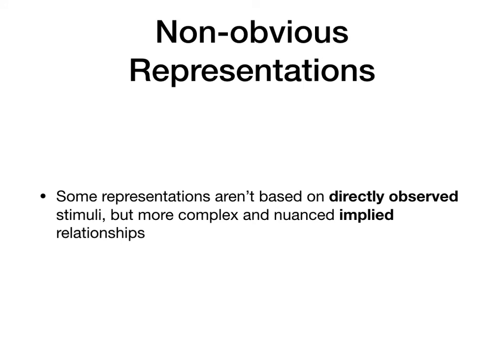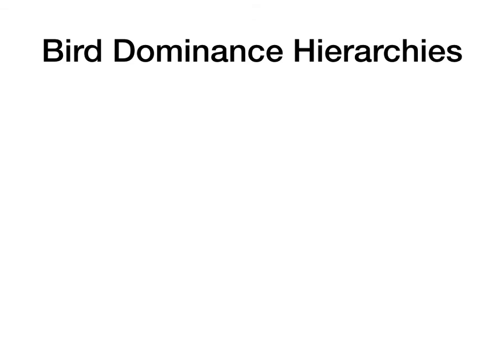Some representations are pretty non-obvious. So we've been talking a lot about things that are more directly relevant to the real world and the way that we perceive it and objects that exist in it. But some are more nuanced and implied. Relationships that you have to sort of reason over to create, as opposed to just experience directly. Bird dominance hierarchies are one of those. So let's talk about bird life.